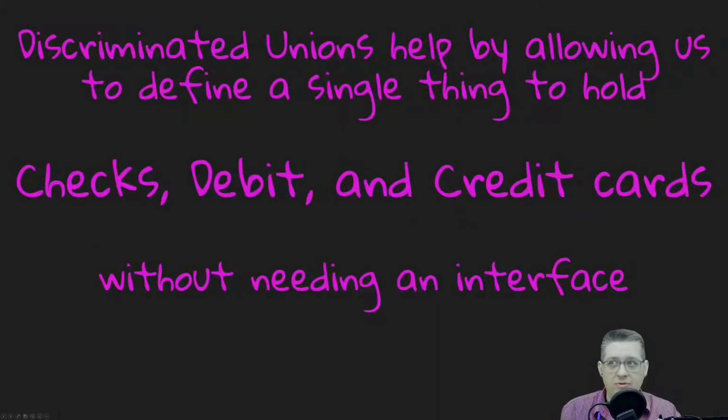Discriminated unions help by giving us a way to define a single thing to work with checks, with debit cards, and with credit cards without having to go through the trouble of building and linking everything to an interface. We can get all the benefits without any of the cost.